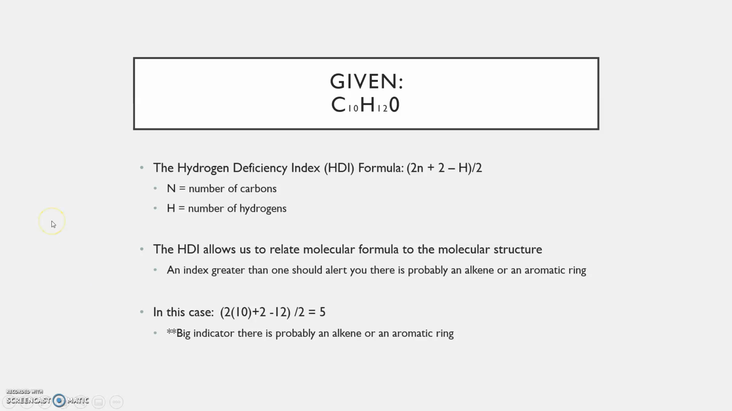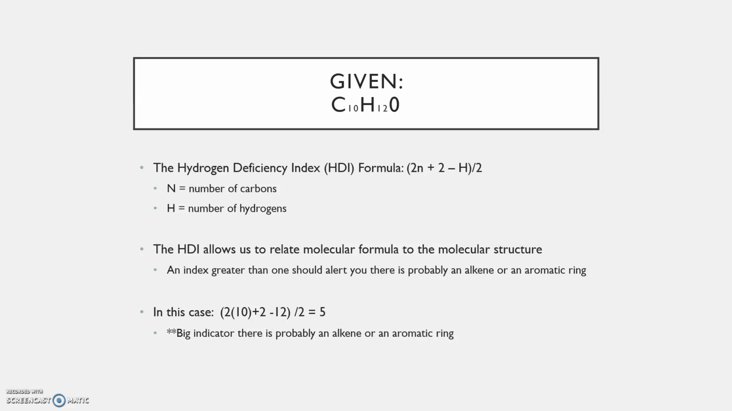We were given a molecular formula of C10H12O, for which I first found the hydrogen deficiency index using the formula (2N + 2 - H) / 2, N being the number of carbons and H being the number of hydrogens. The HDI allows us to interpret the molecular formula and get us one step closer to figuring out an unknown compound's molecular structure. A key point to look for is if the HDI is greater than 1.